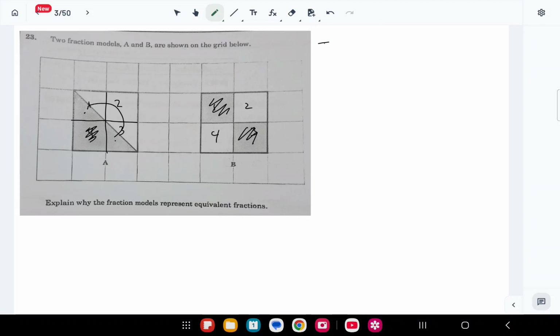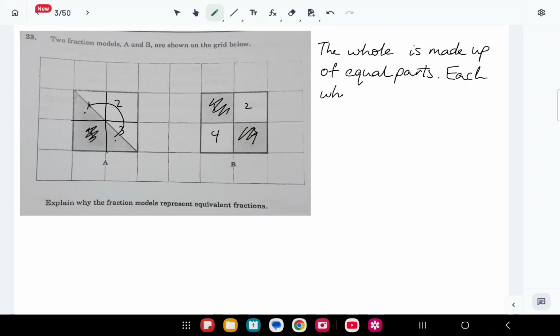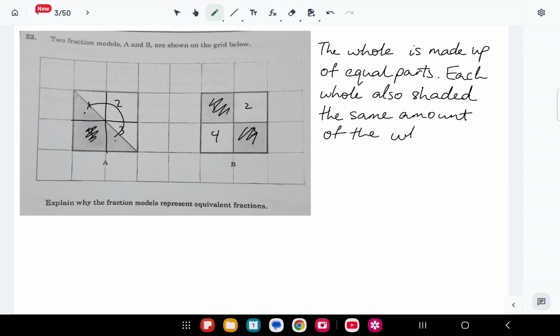Alright, so we know that the whole is made up of equal parts, and we also know that each whole also shaded the same amount of the whole to represent a half. All right.